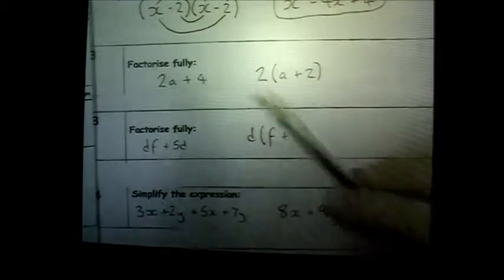Next one, factorize. That means put into brackets. So what's common in 2a and in 4? We'll do the numbers first.